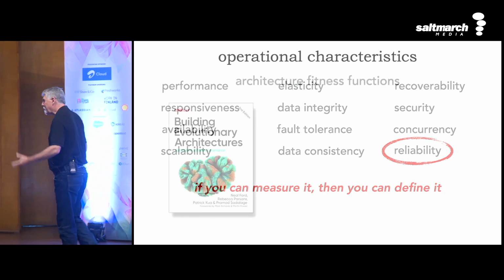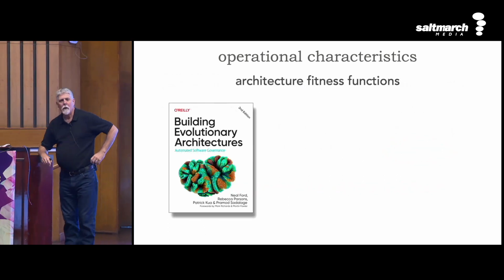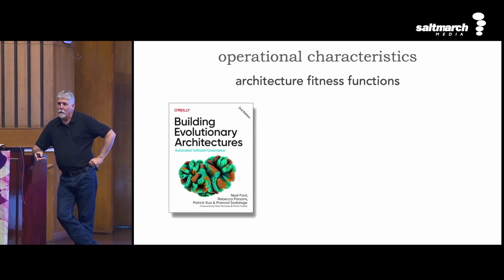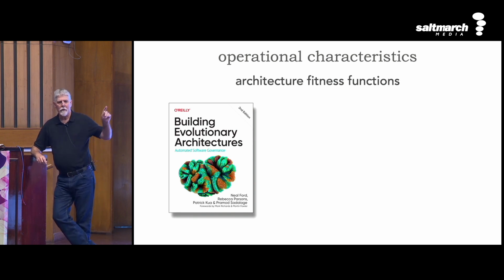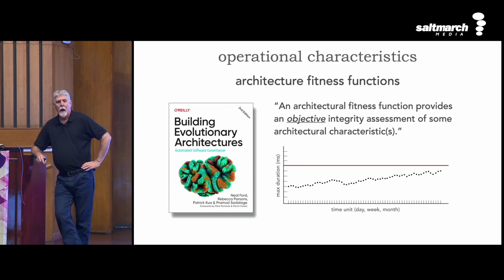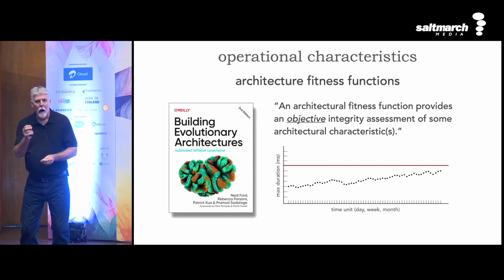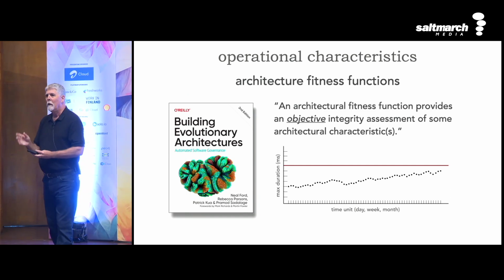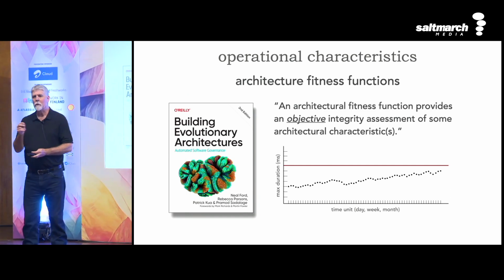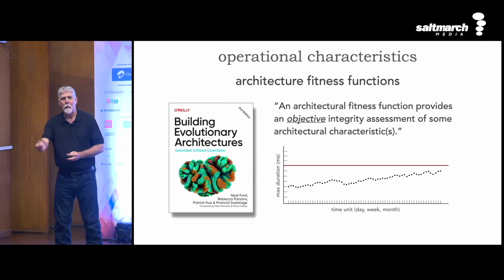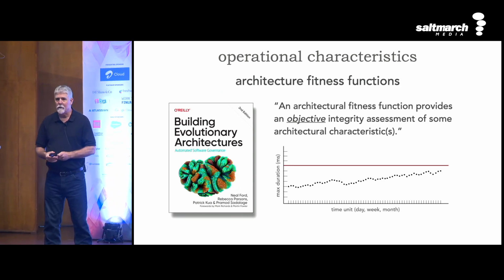Cool. Okay. How do we test these? Through something called fitness functions. Now, these were first introduced in the book by Neal Ford, Rebecca Parsons and Patrick Kua called Building Evolutionary Architectures. This is a picture of the second edition, but this was the book they were first introduced. An architectural fitness function basically is an architecture assessment of some objective, that means measurement, objective integrity assessment of some sort of characteristic, something we can measure and demonstrate through metrics. That's what a fitness function is. Okay.